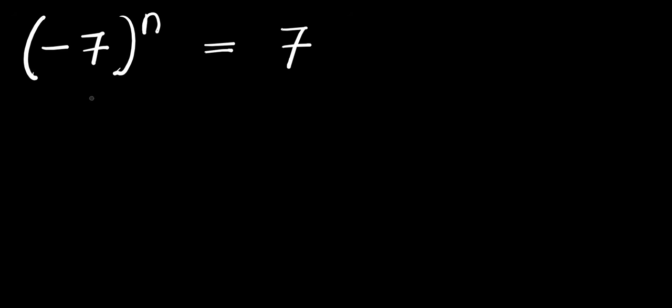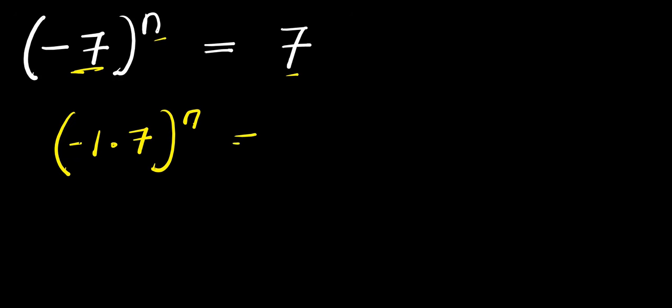Hello, how to solve this exponential problem? This is -7 raised to the power of n equals 7. We will solve for the value of n that satisfies this equation, so I can express this -7 here as the product of -1 times 7, and this is raised to the power of n, and this equals 7.